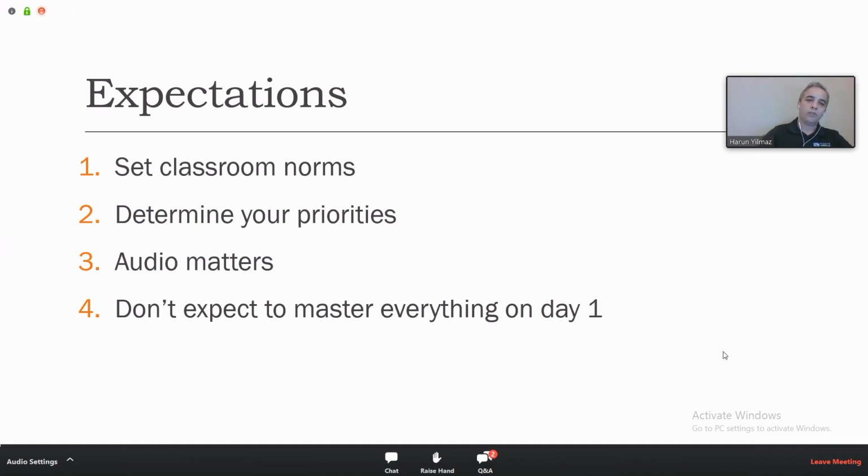Also, audio matters, and you need to be careful with the preparation for the online environment. It is very important in terms of background noise, and if you live in a noisy environment, you need to consider those kinds of outside effects when you teach online. And don't expect to master everything on day one. It takes time to get the knowledge and skills, and you are going to take advantage of the online environment. It takes a little bit of time.